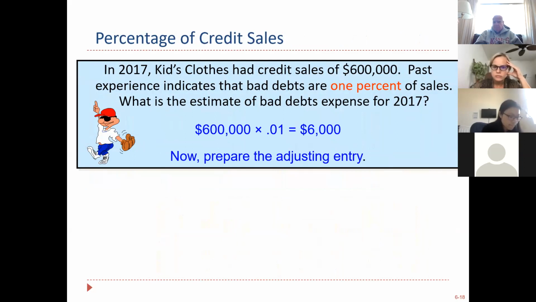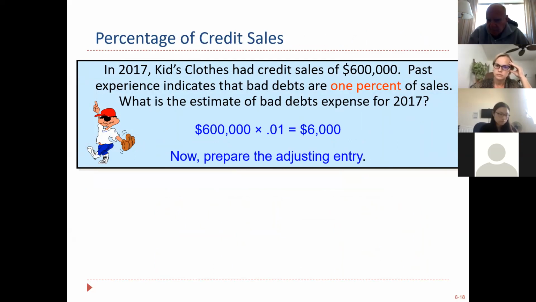Kids Clothes might have had 2 million in sales, but only 600,000 were credit sales and thus were sent to accounts receivable, right? They debited accounts receivable for 600,000. But they know from experience and whatever knowledge they have that they're probably never going to collect 1% of that.